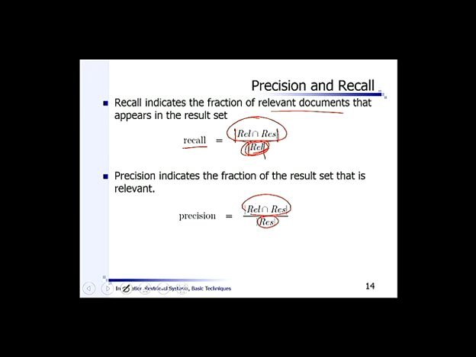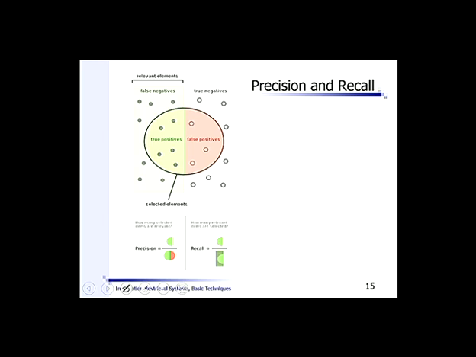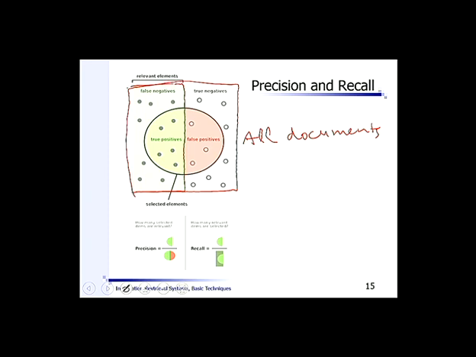Probably it will not be very clear for you. To make it very clear for you, I have taken this graphic from Wikipedia. Here in this diagram, you can see all the documents in the document collection. For any given query, some documents are actually relevant and some are irrelevant. These are the relevant elements.